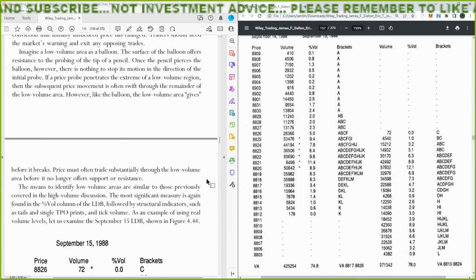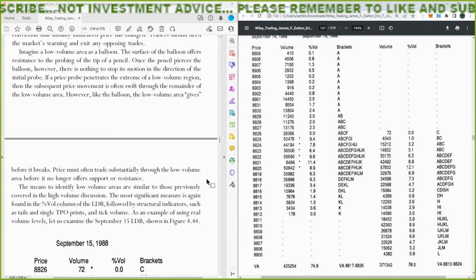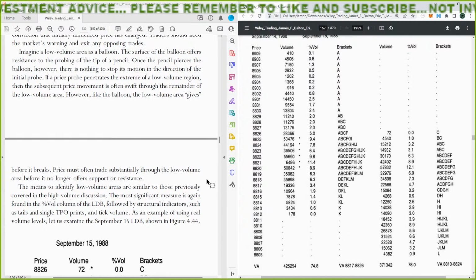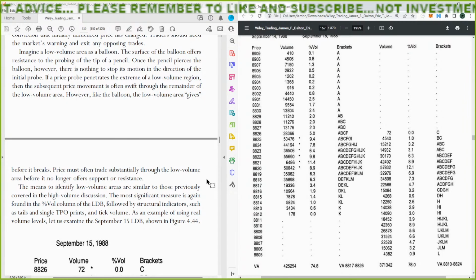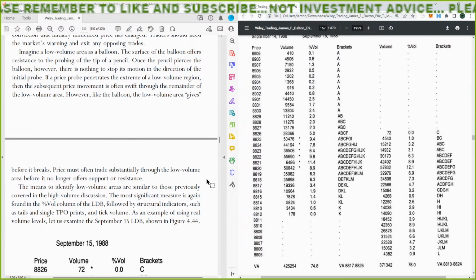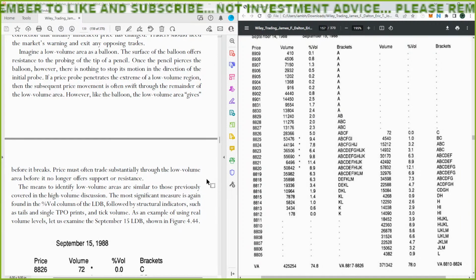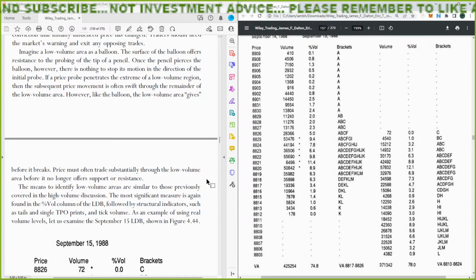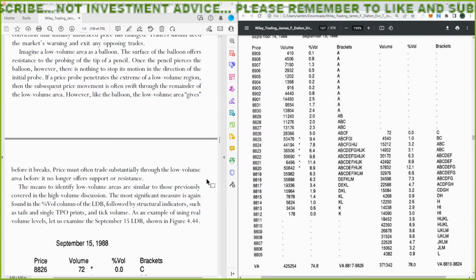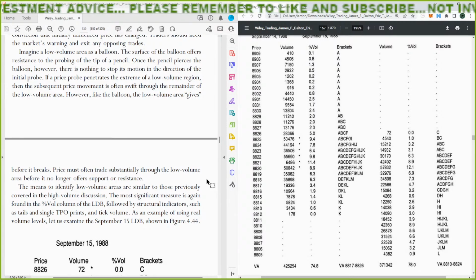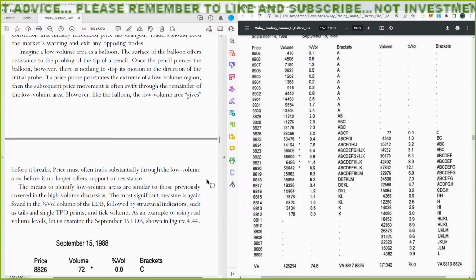However, like a balloon, the low volume area gives before it breaks. Price must often trade substantially through the low volume area before it no longer offers support or resistance. This means the methods to identify low volume areas are similar to those previously covered in the high volume discussion. The most significant measure is again found in the volume percentage column of LDB, followed by structural indications such as tails and single TPO prints, and tick volume.